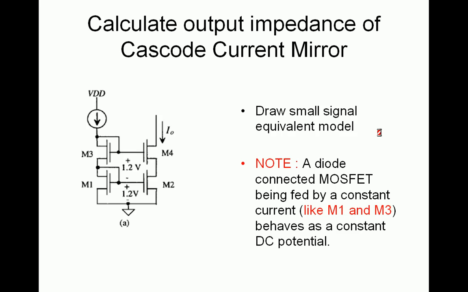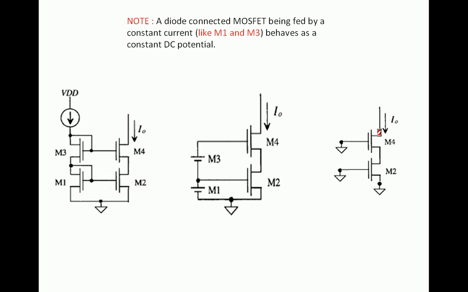So this statement gives rise to an equivalent circuit like this. M1 and M3 act as DC potentials, so they are replaced with a DC potential symbol. Whenever we go with small signal analysis, DC voltages will not change, so they will not be taken into consideration and will be shorted. Voltages are shorted, current sources are open circuited. So for M3 and M1, VGS minus VT, the DC voltages get shorted. This is a circuit diagram of cascode current mirror. This is the equivalent circuit diagram under AC analysis. For that, you have to draw the equivalent model by replacing M2 and M4 with small signal model diagrams.